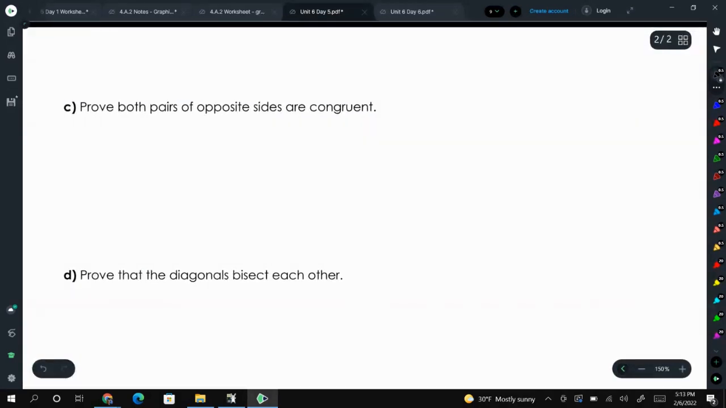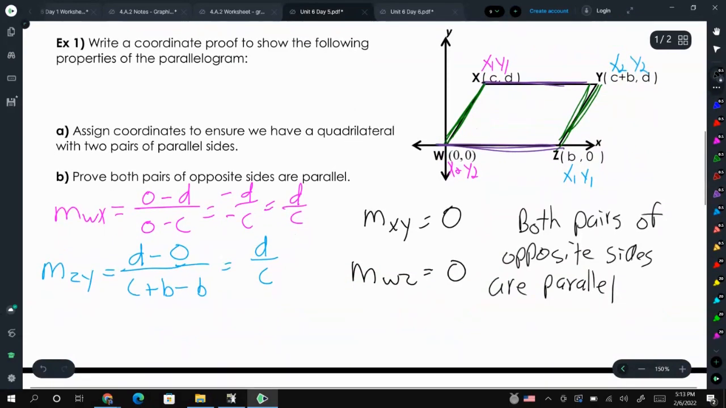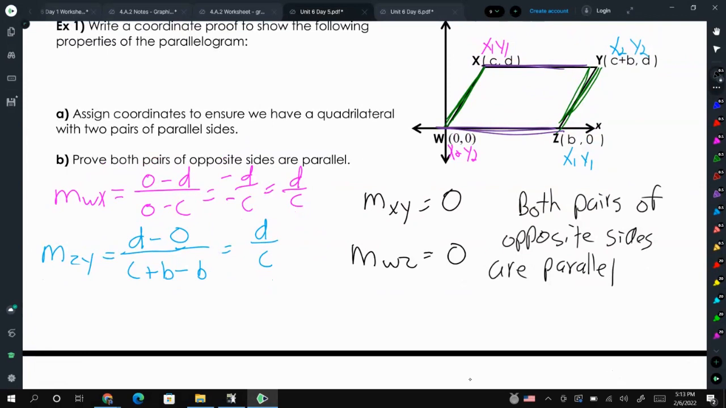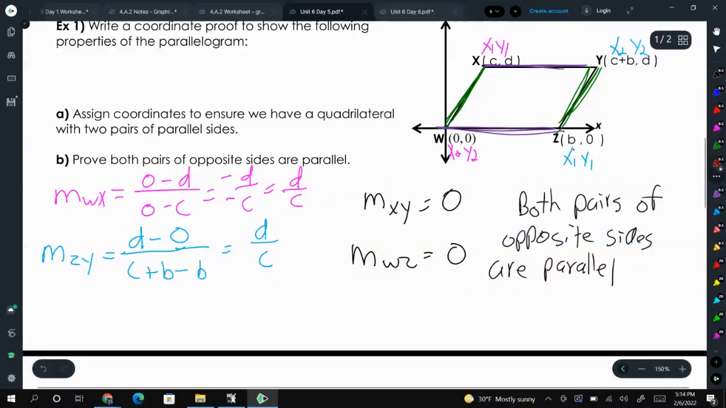So let's go down here. Prove that both pairs of opposite sides are congruent. So we're going to be doing the distance formula for all 4 sides. Okay, so let's go down here. The horizontal lines, XY and WZ, because those are horizontal, we can just count, or we can do the subtracting from the X coordinates, or you could use a distance formula. You would get the same answer. But we want to make work easy when we can.